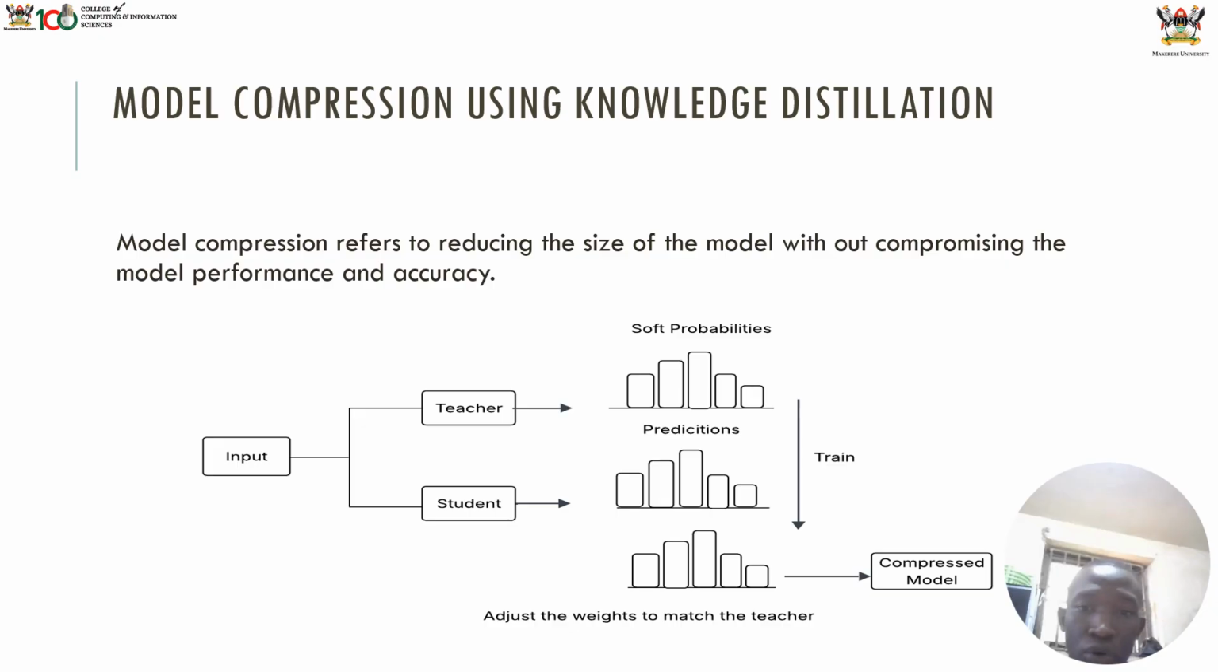The teacher model produces soft probabilities. These are rich, detailed predictions that contain the dark knowledge about how confident the teacher is and how it sees the subtle differences between the classes. The student model produces its own prediction, and during training, we adjust the student's weights so that it not only learns from the correct answers, the hard labels, but also matches the soft probabilities of the teacher model. At the end of the process, we get our compressed model, which is much smaller and faster, but learned a lot from the intelligence of the bigger one, which is the teacher, the EfficientNet.